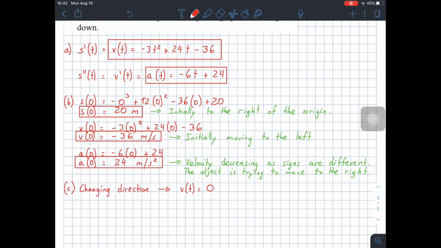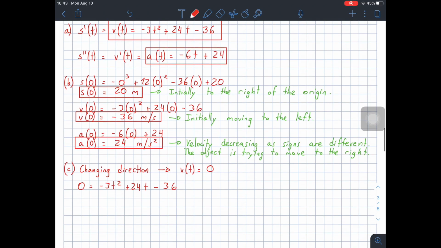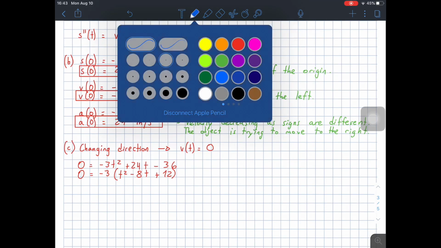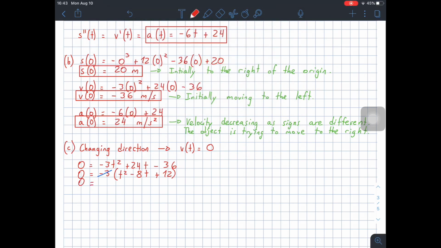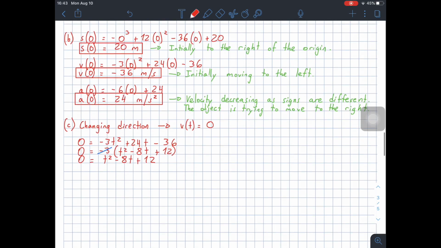We're going to set this equation to 0. 0 is equal to negative 3t squared plus 24t minus 36. And then we need to solve for this. I see that we can take out a common factor of negative 3 here. So we're going to get t squared minus 8t plus 12. We can divide the negative 3 to the other side and it will simplify because 0 divided by negative 3 is still 0. So 0 is equal to t squared minus 8t plus 12, right? So then we can solve this.